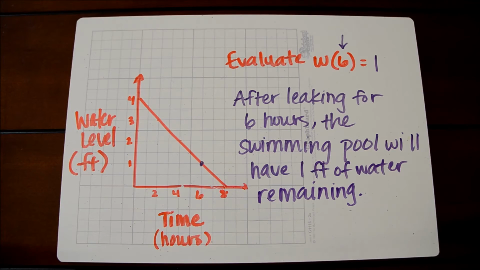Again, you want to include both your input and your output values and your variables and a little bit of the context of the problem, which is the swimming pool that's leaking.